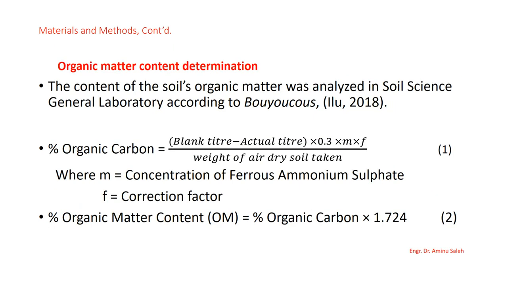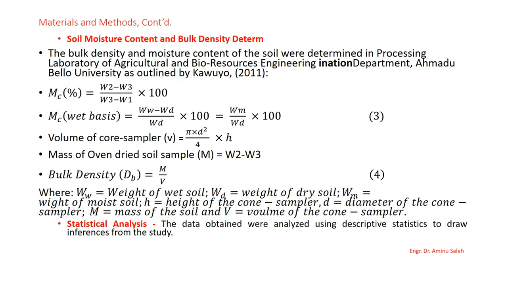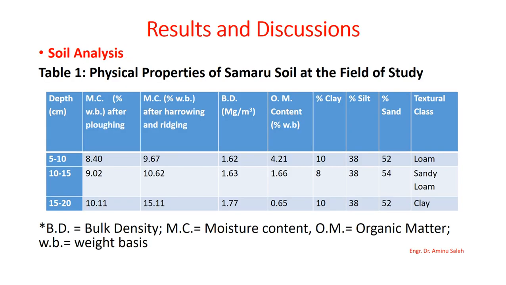And equations 1 and 2 were used to determine the organic matter content of the soil. Percentage of organic carbon and percentage of organic matter content were determined based on the formula given. And of course, we determined moisture content and bulk density using equations 3 and 4, which were also used by another researcher, Kawuyo 2011. Those are the methods.